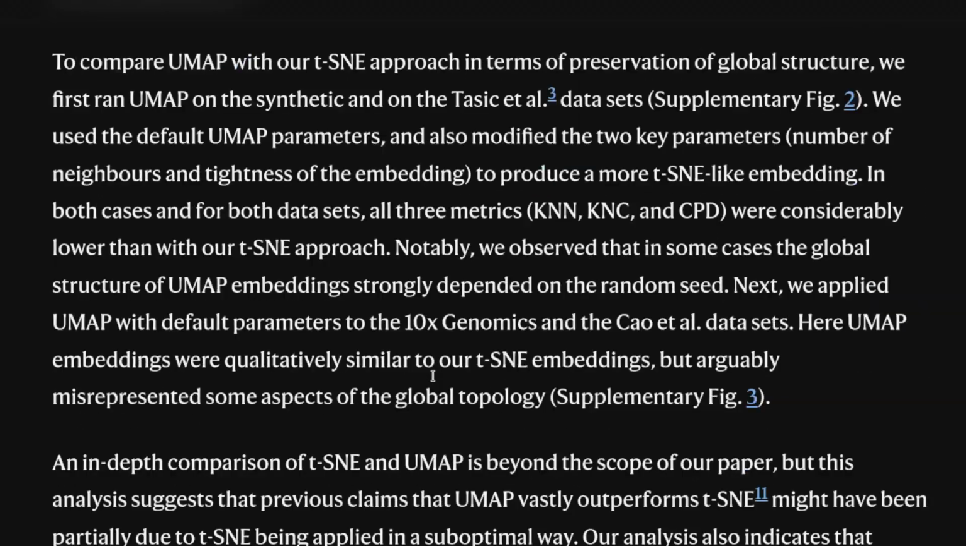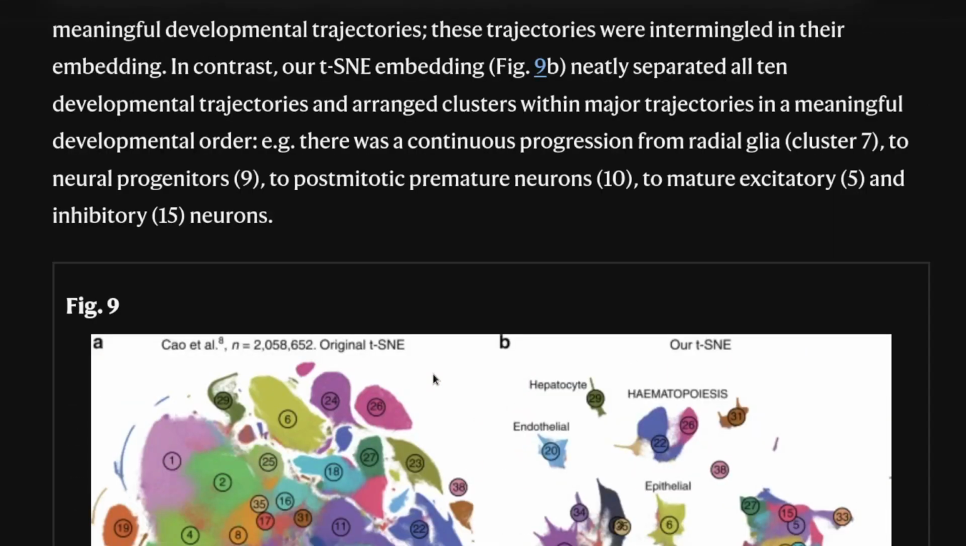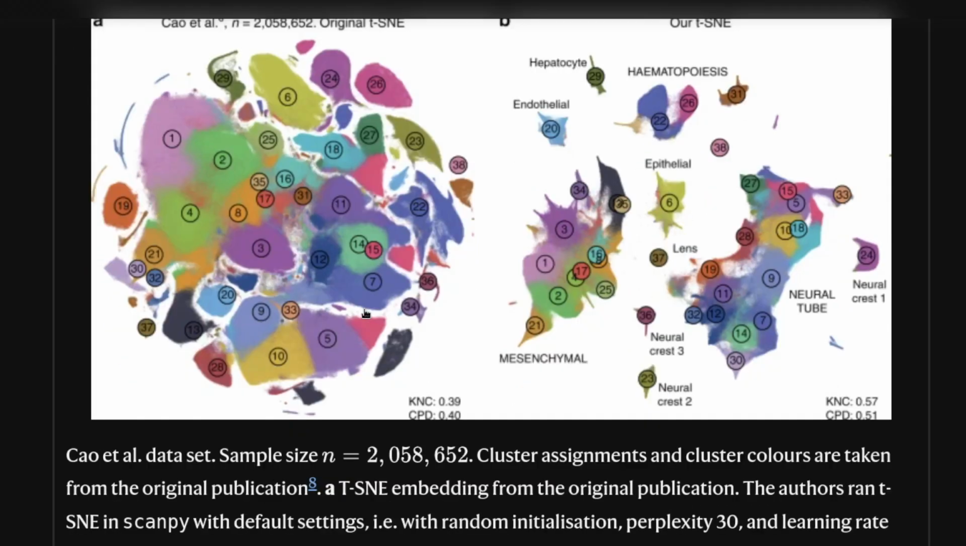Cao et al. dataset. Sample size. Cluster assignments and cluster colors are taken from the original publication. A, t-SNE embedding from the original publication. The authors ran t-SNE in Scampi with default settings, i.e. with random initialization, perplexity 30, and learning rate 1000. For cluster annotations, see the original publication.